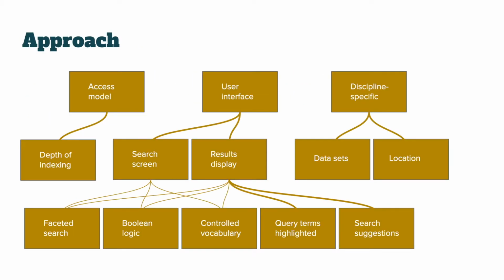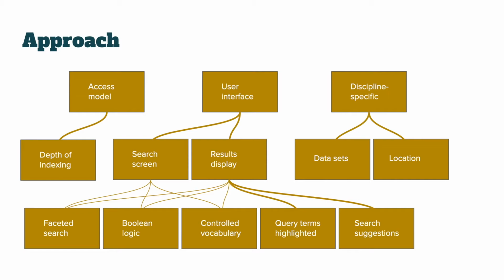For each of these, I looked at a number of things. I looked at what access model they're using, as well as how deep the indexing goes. Is it full text or just a bibliographic record, or somewhere in between with some abstract or other surrogate? I looked at the user interface, including the search screen and the results display, and between the two of those, I looked for all of these aspects that offer users more control over their search, or that automate part of that, helping them to refine.